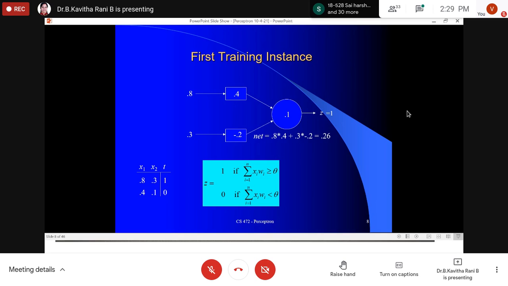My input values are minus 0.8 and 0.3, the x1 value and x2 value. With that I'm giving weight values 0.4 and minus 0.2. What has happened? I have got 0.26. Whether it is true or false, whether my target value and predicted value are correct or not. Respond something.